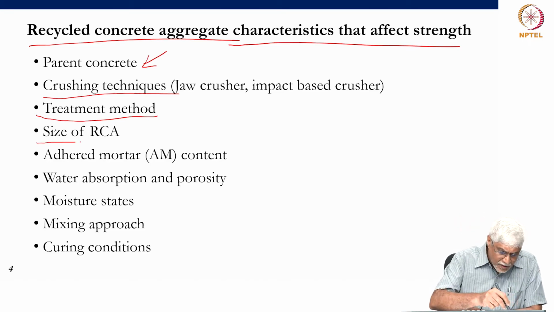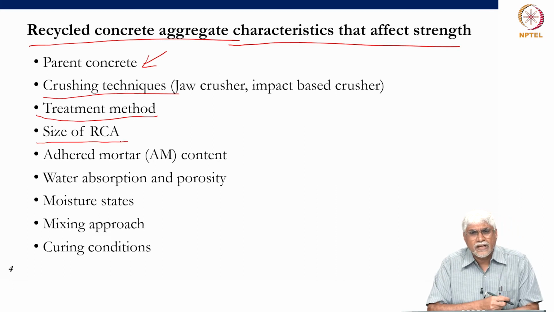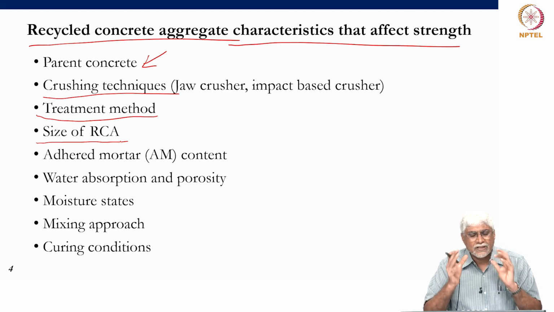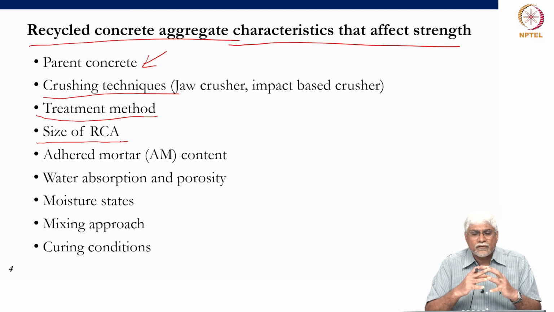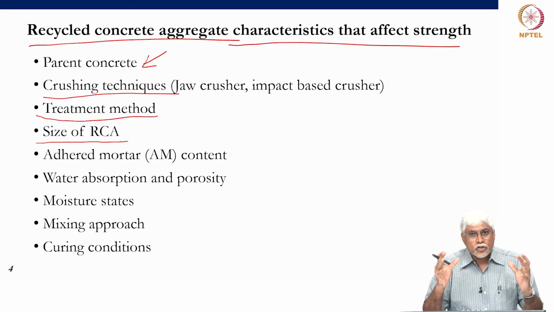Then the size of the aggregate matters. Generally, larger aggregates should be used in concrete because, as I said in the beginning, aggregate is stronger. We choose stone to be made into aggregates because they are stronger than the rest of the concrete and they have fewer defects, they don't undergo creep or shrinkage. So, the size of the RCA matters. As a rule, we would use the largest pieces of aggregates that we can have.